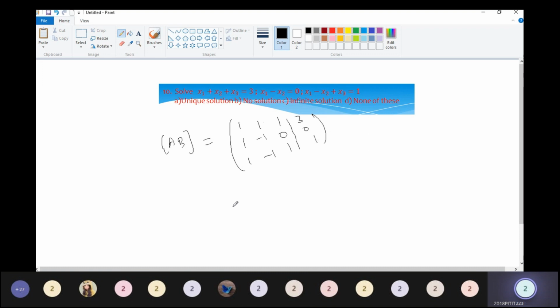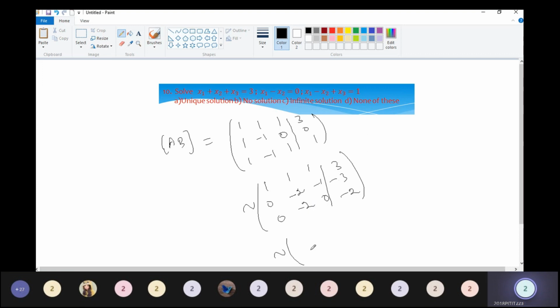So I want to make it a row echelon form. First row, no change. R2 minus R1: 1 minus 1 is 0, minus 1 minus 1 is minus 2, 0 minus 1 is minus 1, 0 minus 3 is minus 3. Similarly, R3 minus R1: 1 minus 1 is 0, minus 1 minus 1 is minus 2, 1 minus 1 is 0, and 1 minus 3 is minus 2.